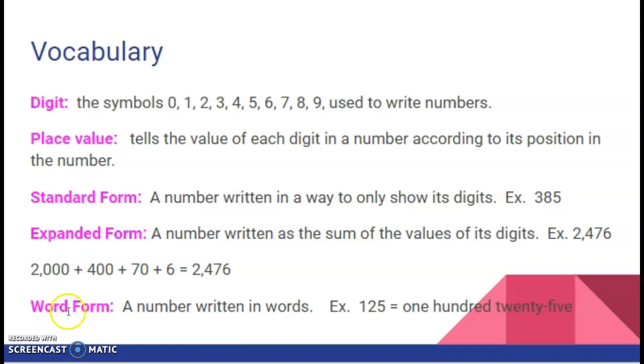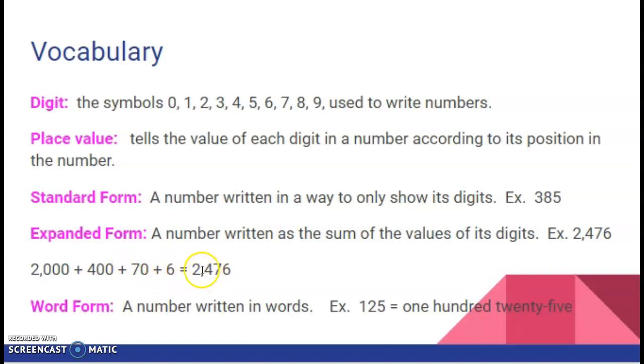So in 2,476, I'm going to write 2,000 because that 2 is in the thousands place. I'm going to write 400 because that 4 digit is in the hundreds place. I think I said something wrong there about that 2. That 2 is in the 2000s place, so it's going to be written as 2000. The 4 is in the hundreds place, so I'm going to write it as plus 400. The 7 is in the tens place, so it's 70 plus 6, which is in the ones place.